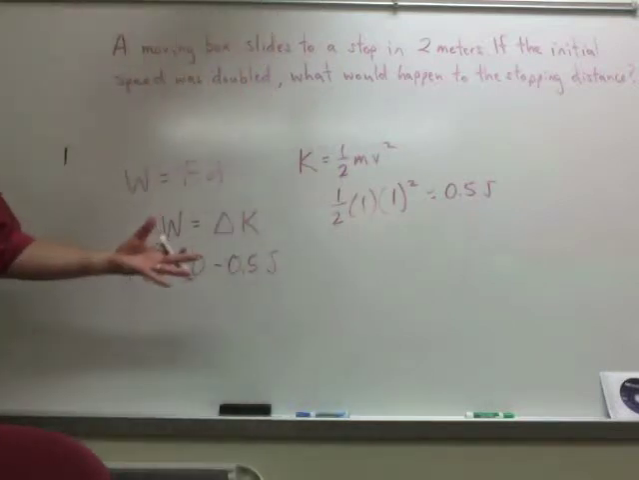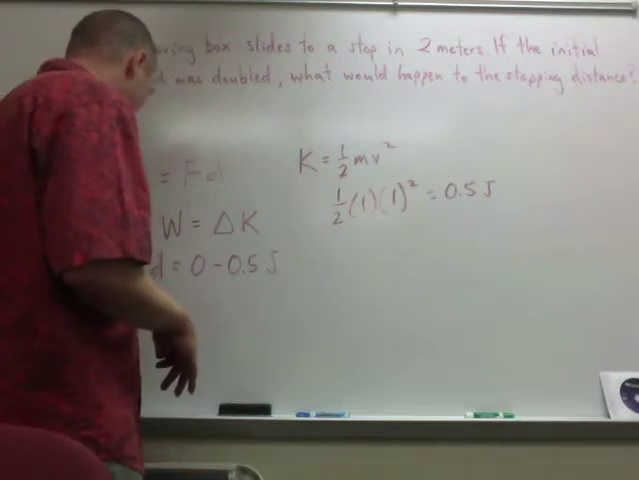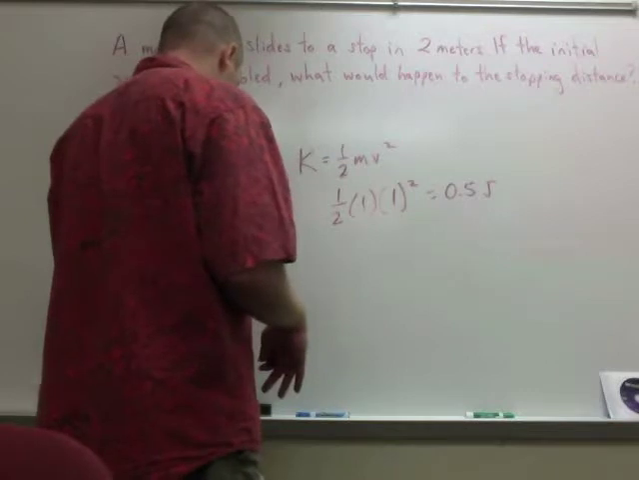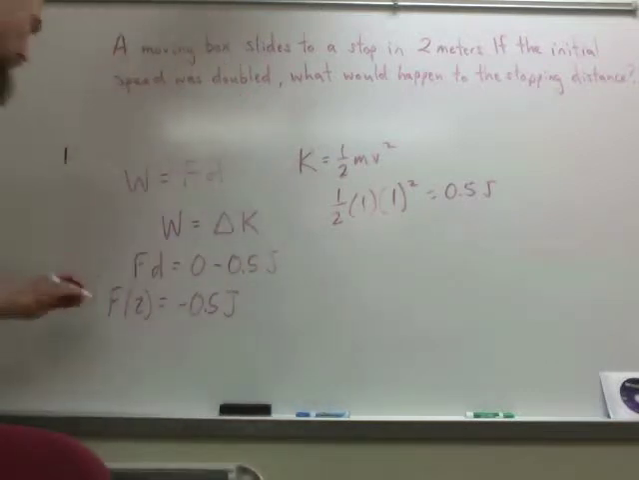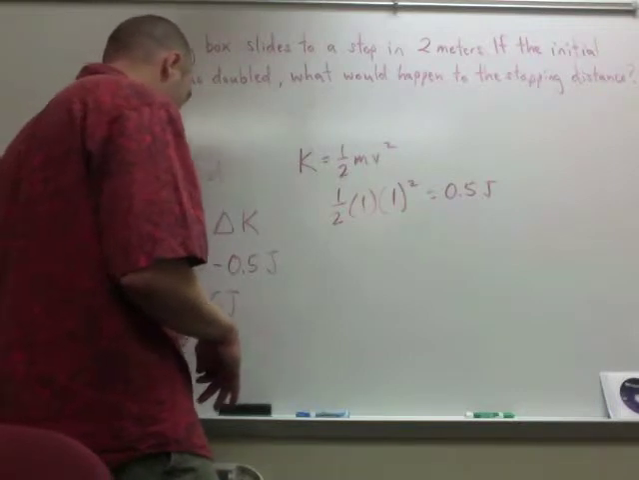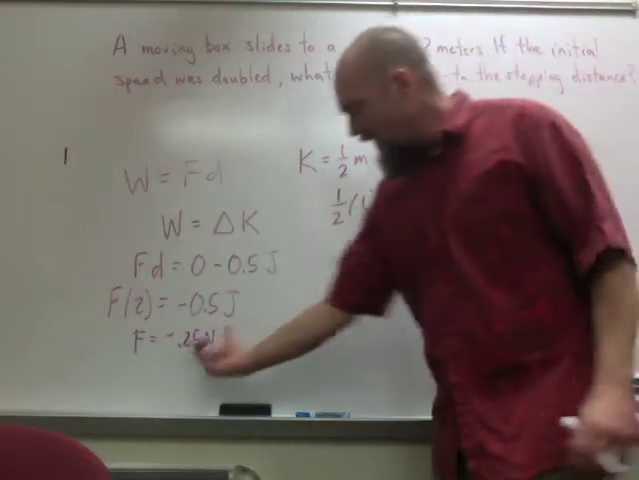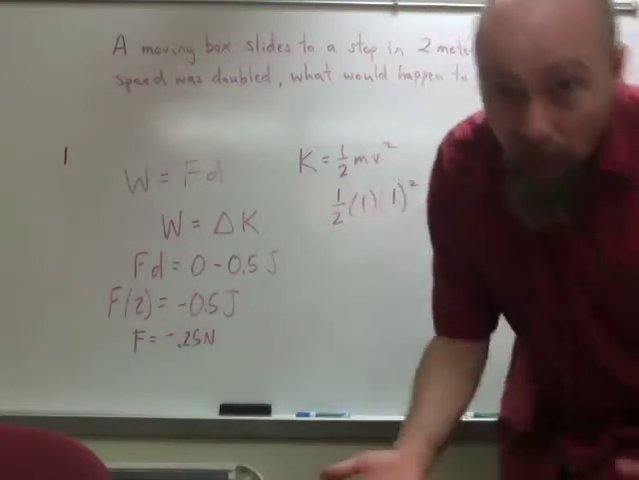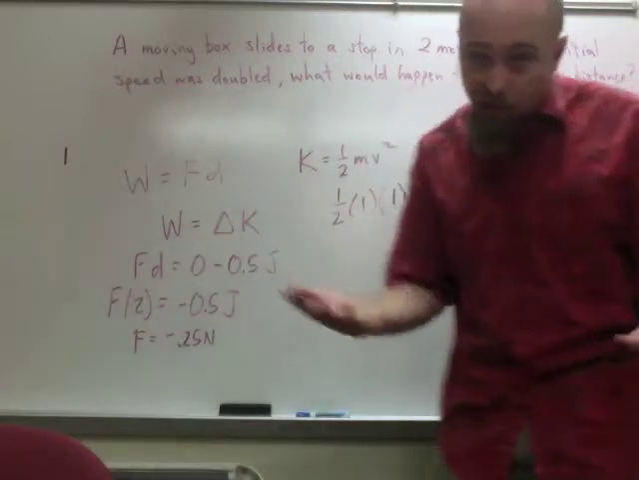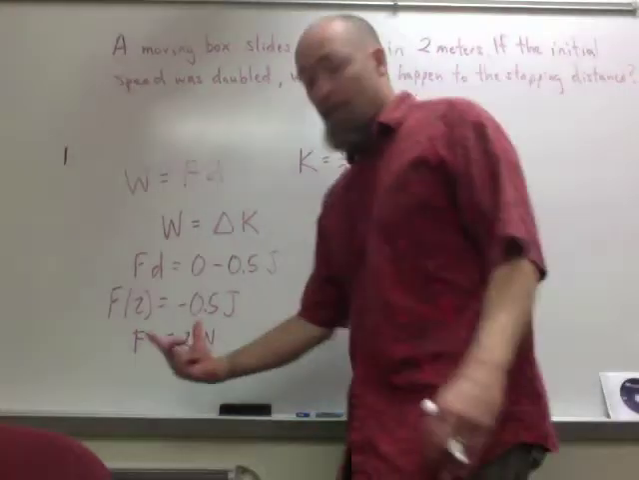I know my distance is 2 meters, and I divide, and I get my force is negative 0.25 newtons. Negative, what does that mean? It means it's going the other way. But we already knew that, because we're doing negative work, taking kinetic energy away. So now I know my stopping force.